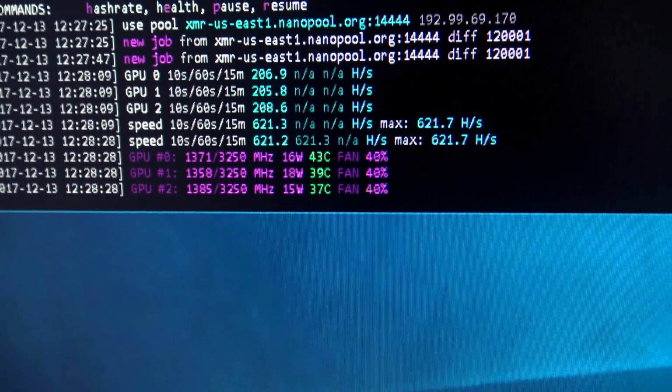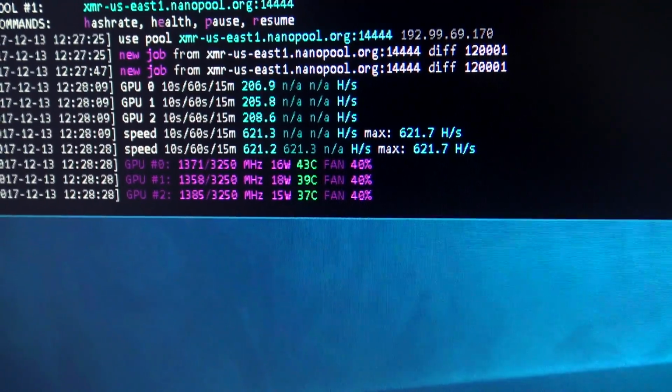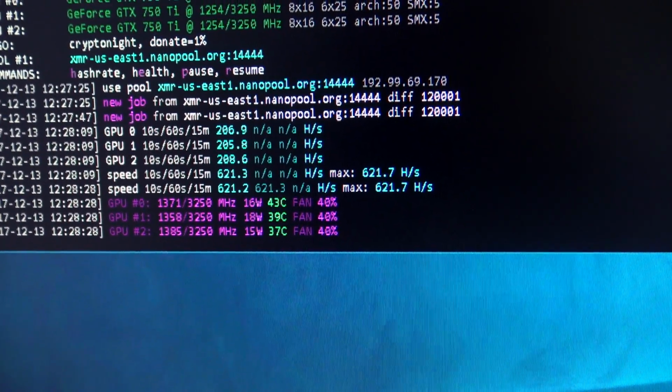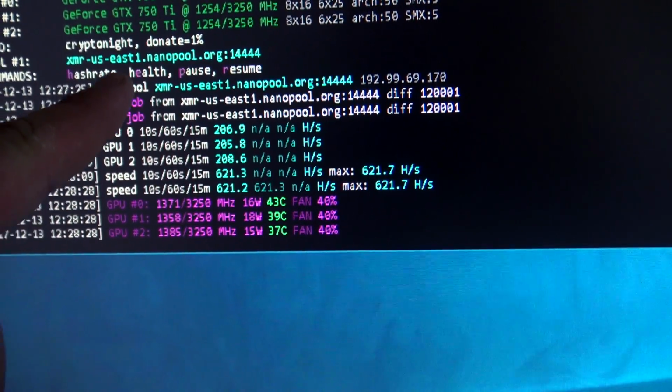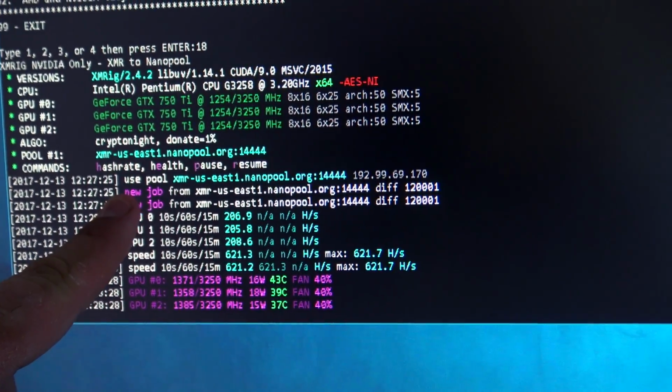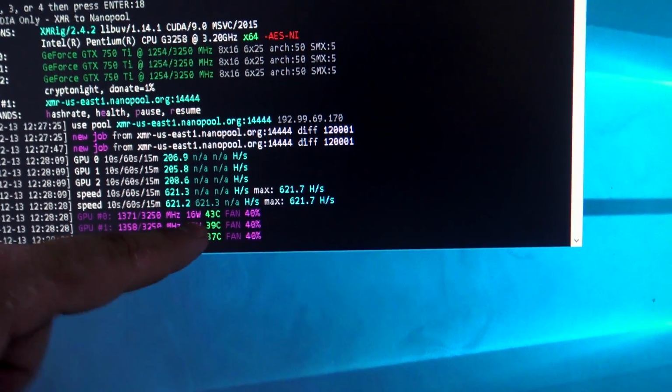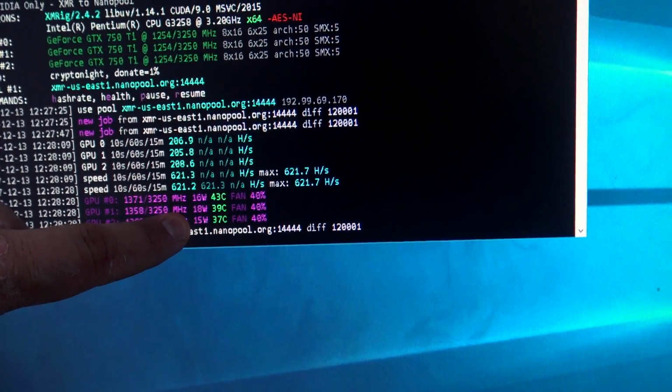We're going to be doing a live stream next week sometime when we get back. We took some of these out of the box that we had in the back room. These are 750 Ti's running Monero right now, Monero being very popular. 206 hash each for a total of 621 hash. And we're using about 18 watts a card.